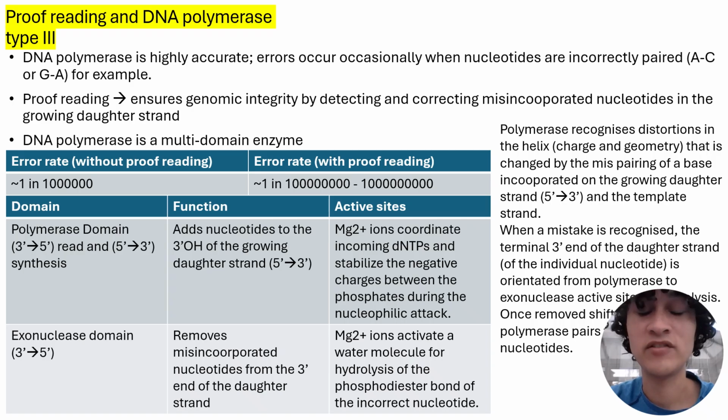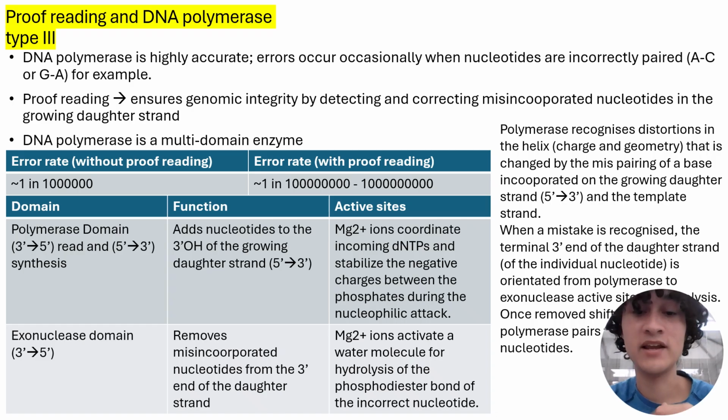So its polymerase domain is responsible for reading the template strand, and it's responsible for putting together or assembling the daughter strand of DNA. The exonuclease domain is responsible for removing nucleotides, removing misincorporated nucleotides. And how it does this is via hydrolysis.